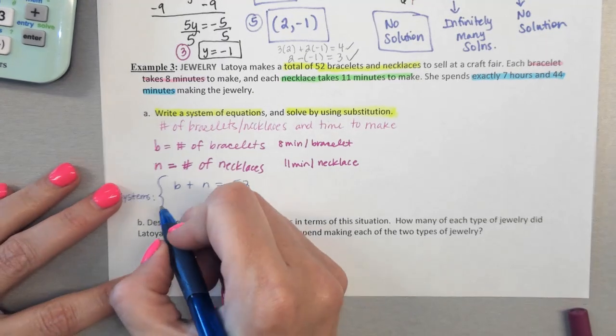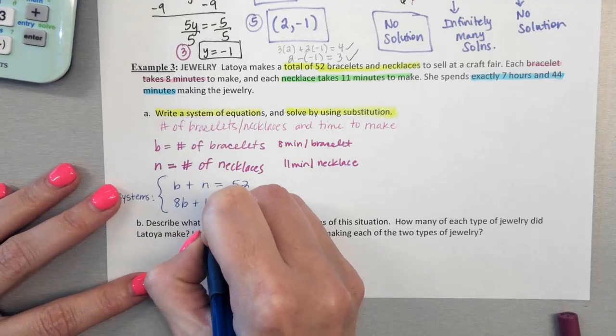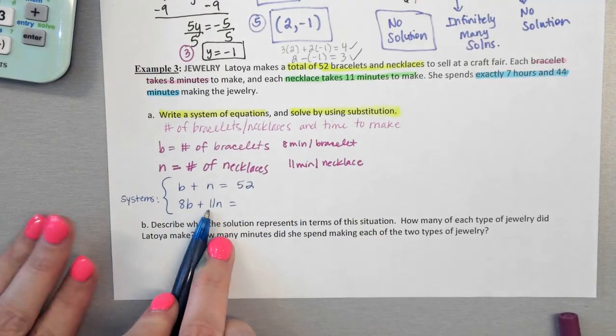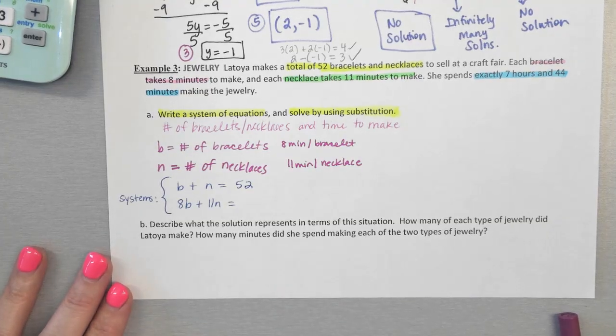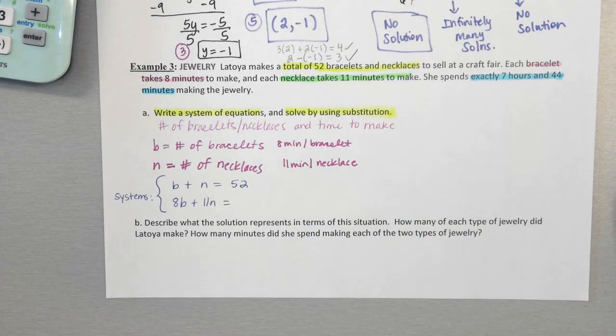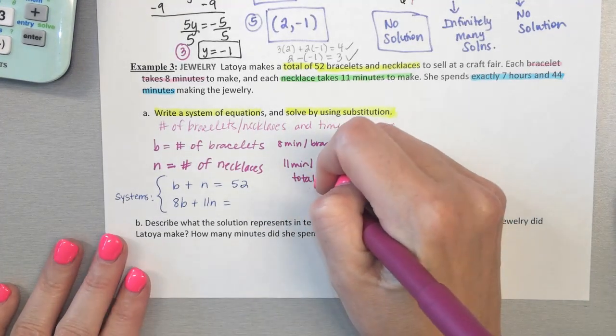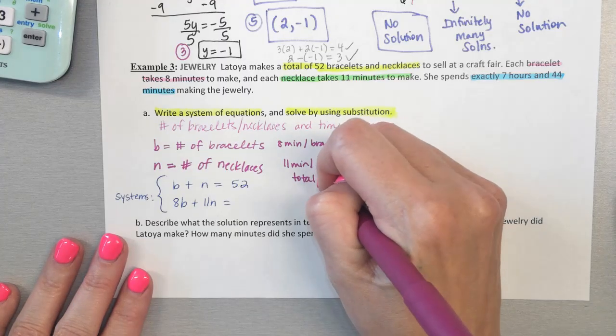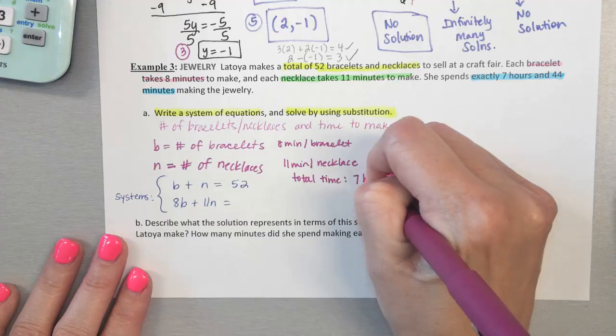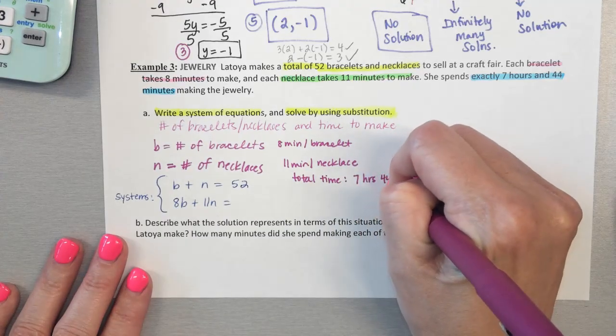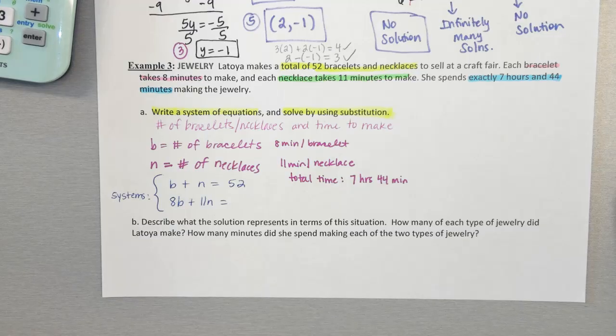All right, so I saw some of you did a really nice job. You did 8B plus 11N. Now, 8 and 11 are both units of time. We know the total time is 7 hours and 44 minutes. So we do have to get that into the same unit. That's correct. So if it's 7 hours and 44 minutes, you have the option to convert from minutes to hours or hours to minutes, but it's definitely going to be easier to convert everything to minutes since those are all in minutes.